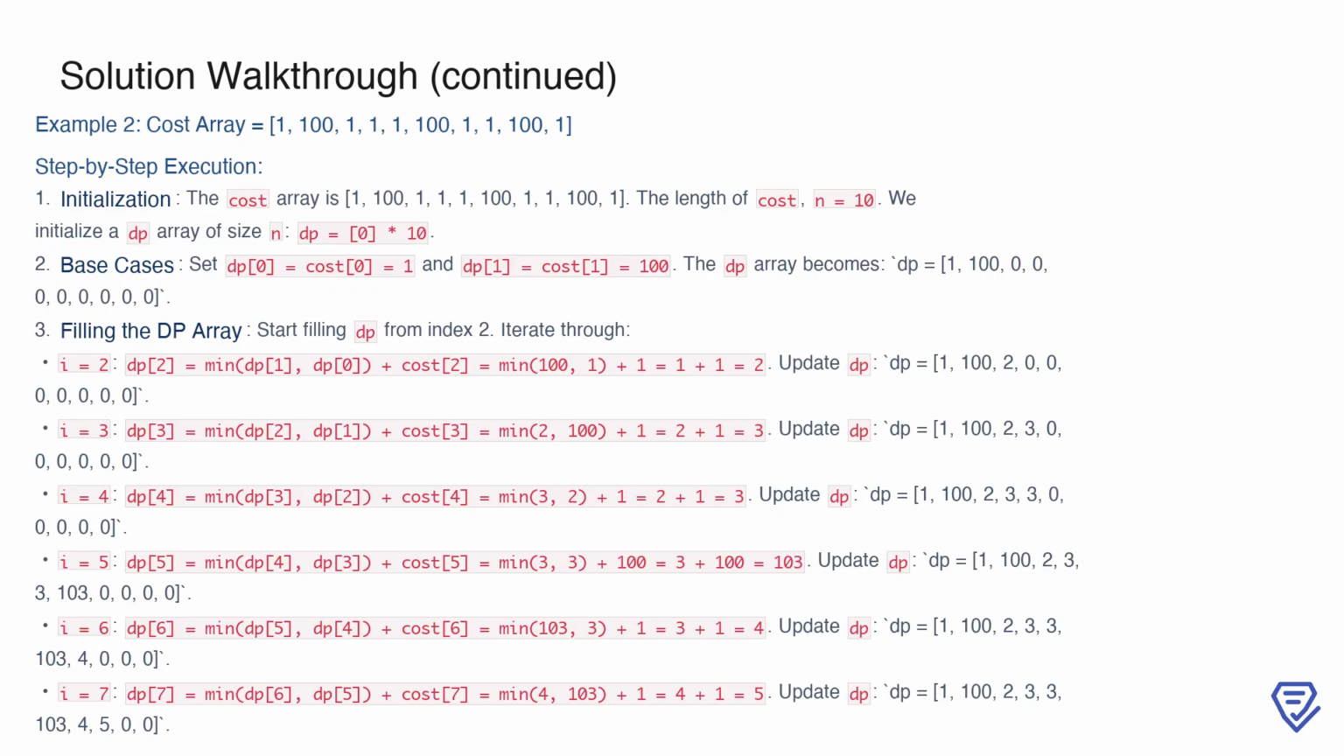This process continues step by step, with dp[5] becoming 103, dp[6] calculated as 4, and dp[7] updated to 5. The dp array progressively builds up as we calculate the minimum cost to reach each step.